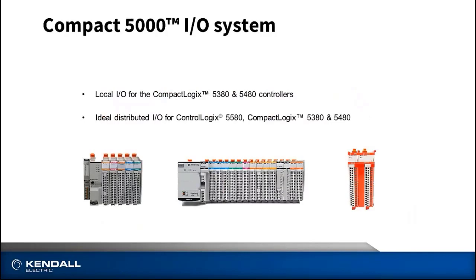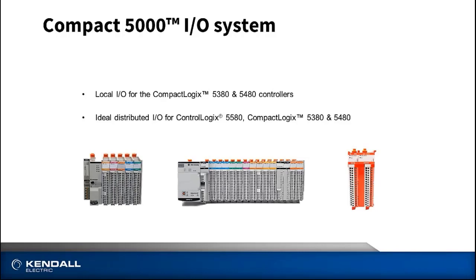Let's start out with the Compact 5000 IO. For those of you that have been using either the CompactLogix 5380 or 5480 controllers, this IO structure might look familiar to you. This IO structure came out at the same time as these new processors were made available. So in the center picture on the bottom there, you see an example of the 5069 IO modules connected directly to, in this case, a CompactLogix 5380 processor. In this case, we would consider this local I/O because the I/O modules are attached directly to the processor.